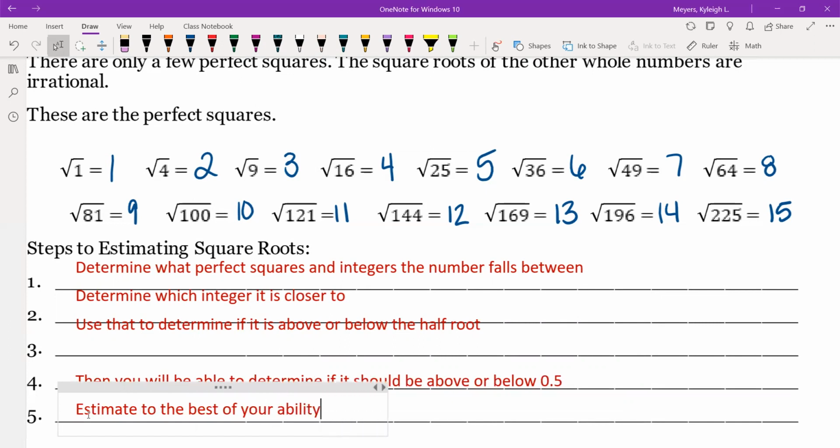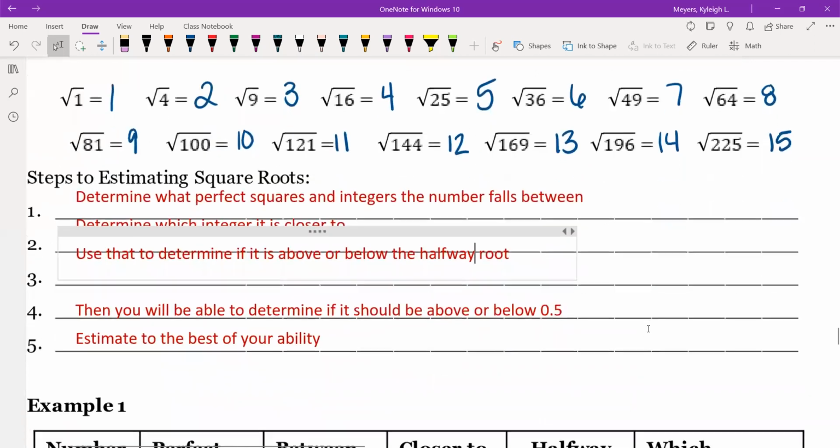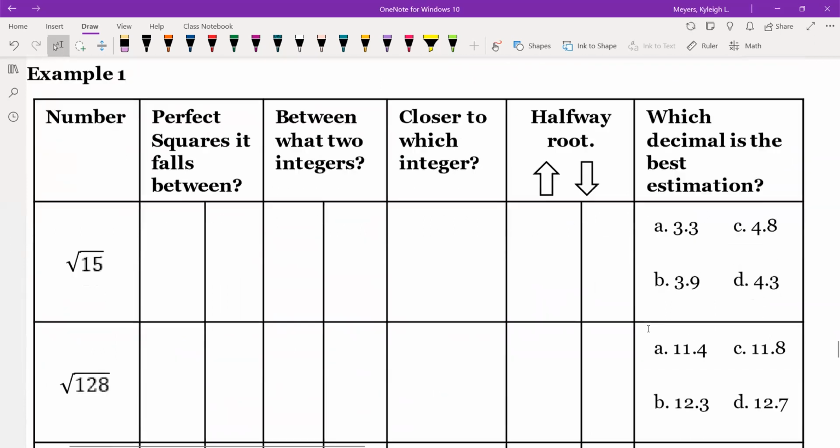If you're like 0.1 above or below the correct answer, then that's really not a big deal. But if you're way far off, then we have an issue. So again, we determine what perfect squares it falls between, determine which integer it is closer to, use that to determine the halfway root. The halfway root's just the middle. Then you'll be able to determine if it should be above or below 0.5 and estimate. Okay, so let's start getting into the nitty gritty.